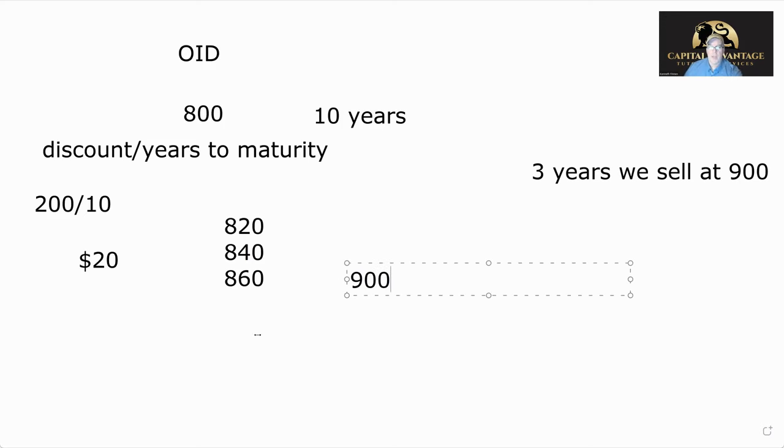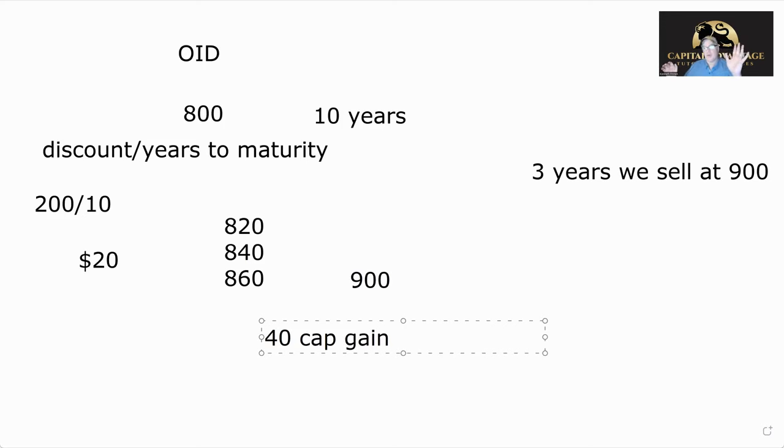So we have a $40 capital gain, which is taxable, okay? Remember, always remember, cap gains are always taxable. Ordinary income may not be. So even if this is a muni, the $20 increase in cost base from the accretion is not taxable because it's interest income. But if you sell it for more than the accreted amount, you're going to have a cap gain.